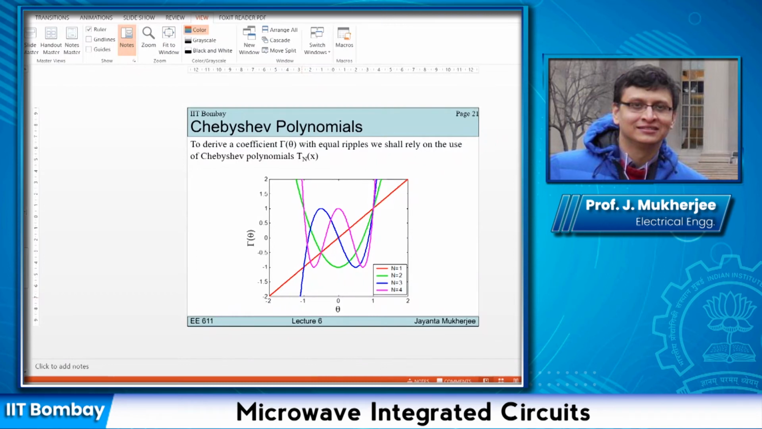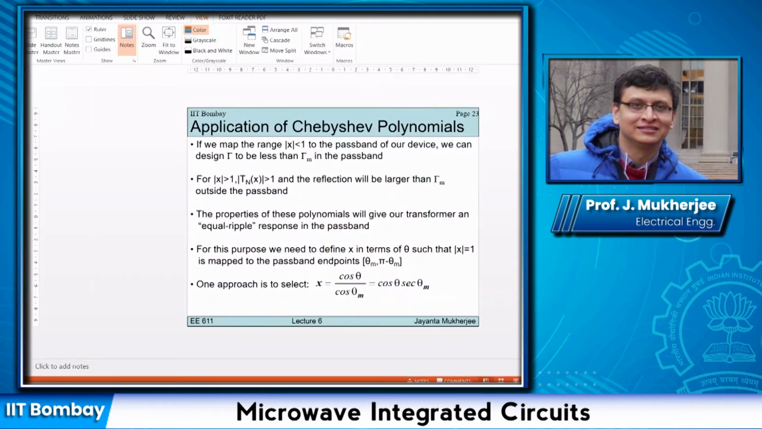And because of that, when we build our input reflection coefficient using these Chebyshev polynomials, there will be some ripples in the passband. On the other hand, the advantage is that since we are sacrificing the very flatness of the response, we can obtain the same frequency response for a lesser number of sections using the Chebyshev polynomial. So that is one advantage.